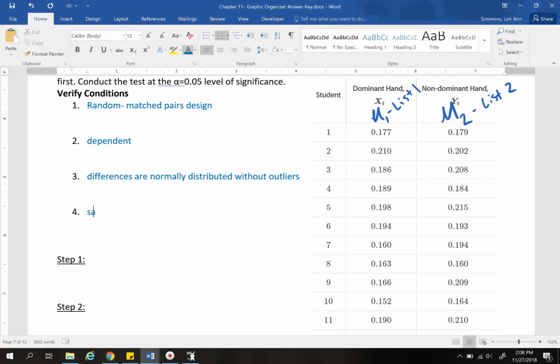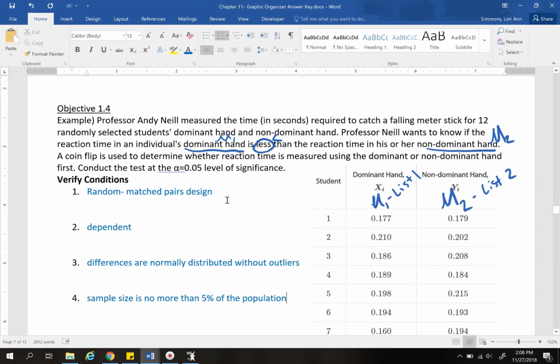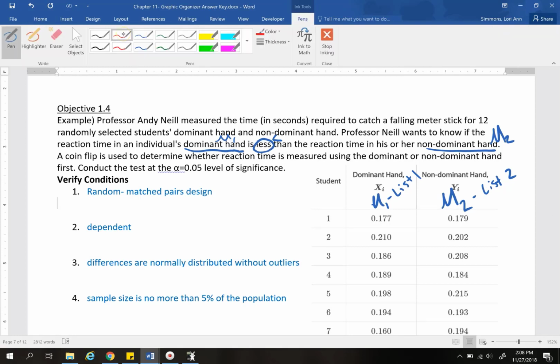And then step 4, the sample size is no more than 5% of the population. Okay, we determined the criteria. What we should be doing for all of these is asking yourself, is this information quantitative or qualitative? It is quantitative because we have numbers here. Do we have one population or two populations? We have two populations.